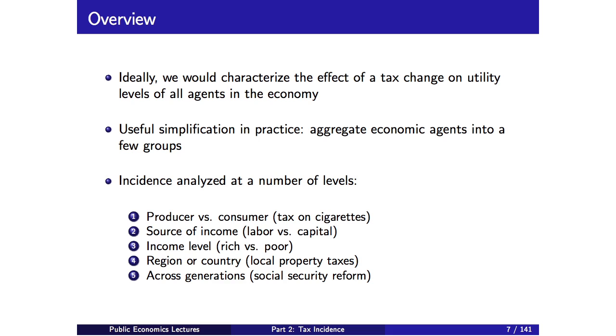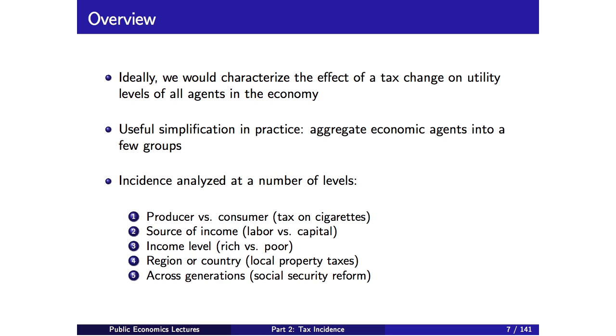Okay, so ideally, we would characterize the effect of a tax change on utility levels of all agents in an economy, right? We'd go agent by agent, and we'd say, how does this tax change affect each person's welfare? That's sort of the ultimate objective of incidence analysis. Now, in practice, that's very difficult to do, and so a useful simplification, which people always make in this literature, is to aggregate economic agents into a few major groups.